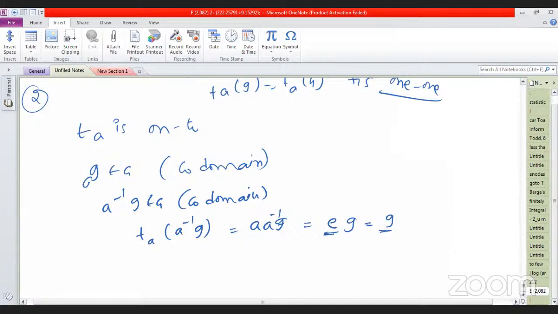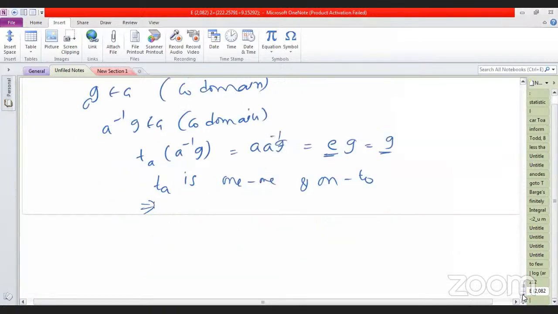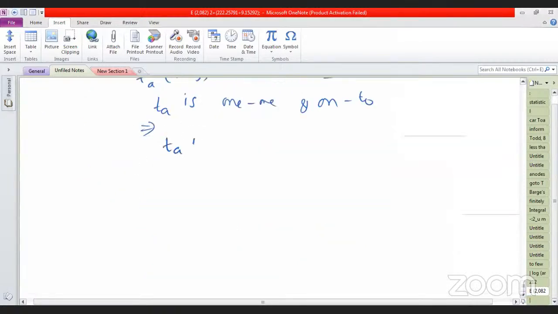So that is a function. T_a is onto or not? Onto. So T_a is 1-1 and onto. So therefore, it is 1-1 and onto. It is a permutation. T_a is a permutation of X or not? Yes, sir. So we can write here, therefore T_a is a permutation of X. Am I correct? Yes, sir. So therefore, T_a belongs to S_X.